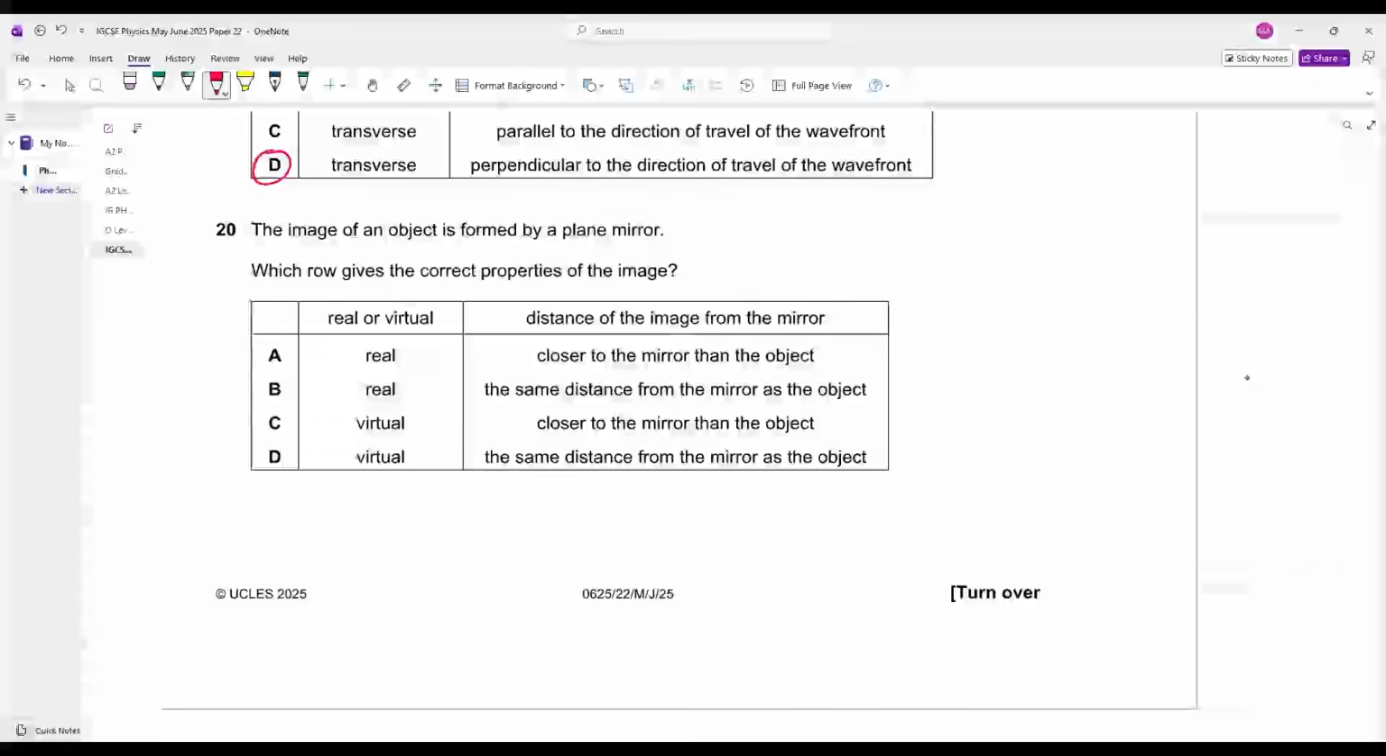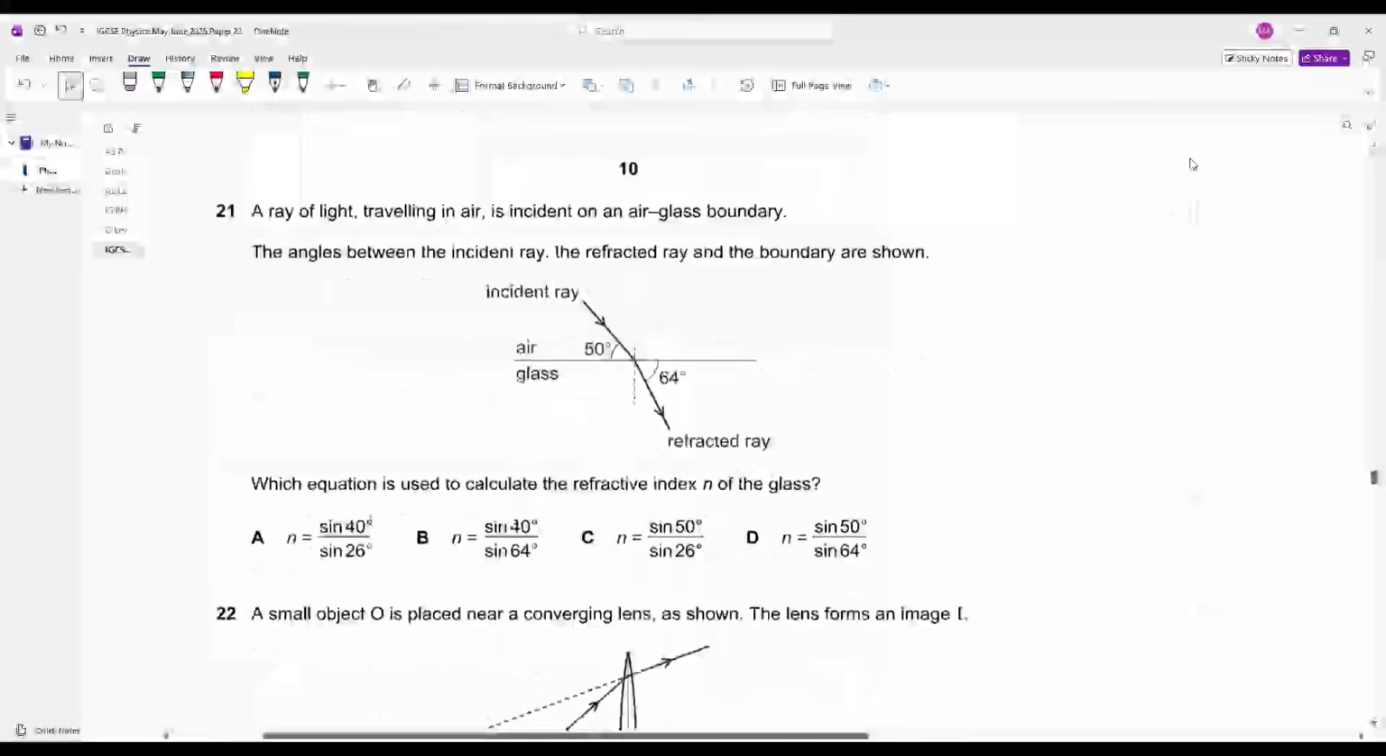The image of an object is formed by a plane mirror. Okay. Which row gives the correct properties of the image? हमेशा याद रखो, मिरर से जो भी इमेज फॉर्म होगी वो वर्चुअल होगी, and it will be the same distance from the mirror as the object. D is your answer. Further move ahead करो भी.